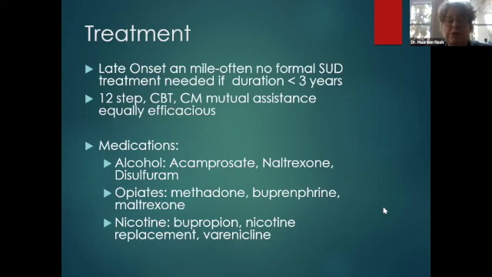You want to consider 12 steps, cognitive behavioral therapy, mutual assistance from peers. There's good evidence that those 3 interventions are equally efficacious across the population, but that doesn't tell me which one is going to be best for you, right? So working with a person to match them to the treatment is important. There are some substance use disorders where medications have been shown to be helpful. The big 3: alcohol, opiates, and nicotine.